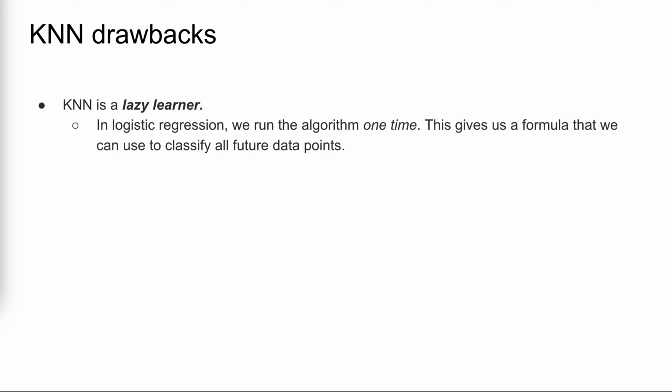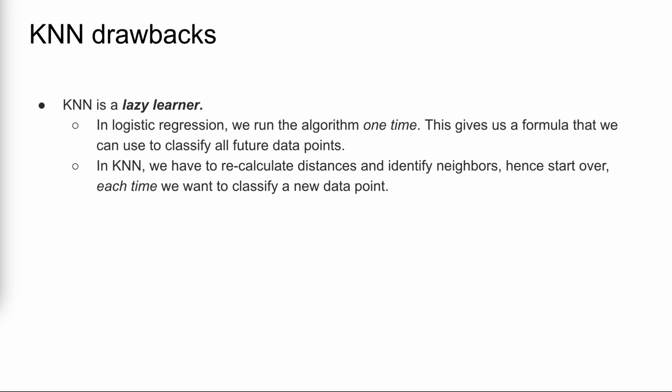We've learned many algorithms, and all have their drawbacks. KNN is no different. First, KNN is what we call a lazy learner, and this is a technical term. In logistic regression, recall that we run the algorithm one time. This gives us a formula that we can then use to classify all future data points. But in KNN, we have to recalculate distances and identify neighbors, hence basically start the algorithm all over each time we want to classify a new data point. As a result, KNN can be computationally expensive to apply. Basically, we have to start over every time we want to apply it.